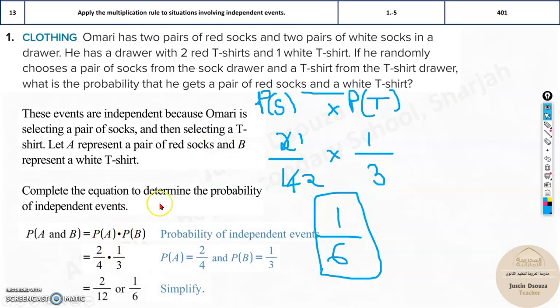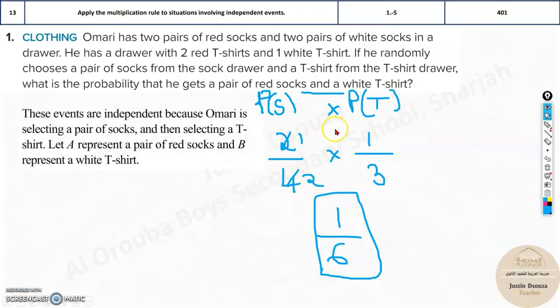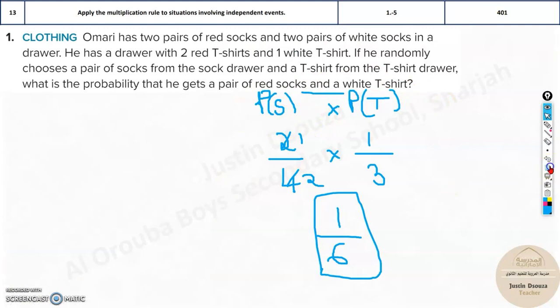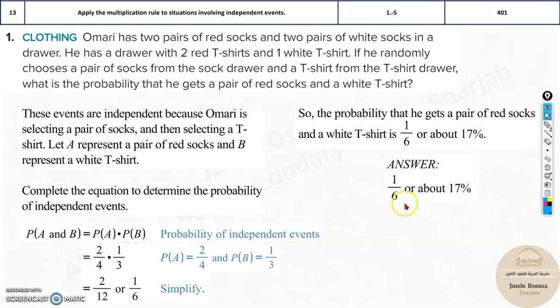Over here, the explanation is given in detail. You can read through it. But this is more than enough. The same thing is told in detail. That's the answer.